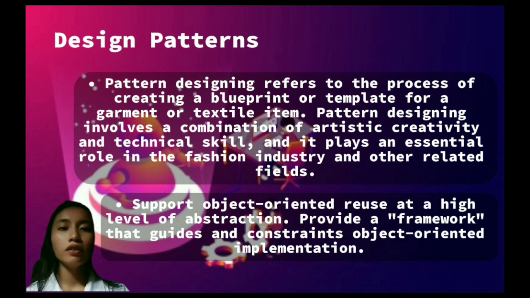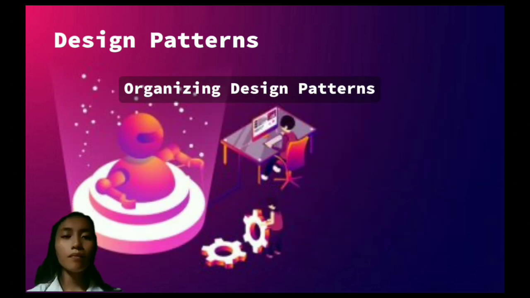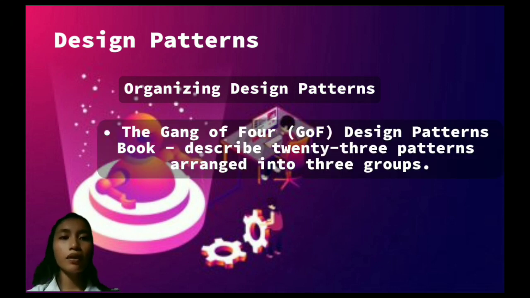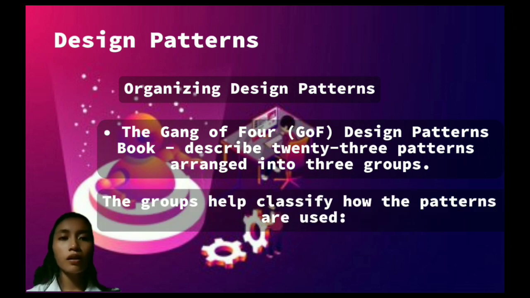In other words, design patterns are reusable solutions to common problems in software design. They are not specific code but rather general principles and guidelines that can be applied to different situations and languages. Organizing design patterns. The Gang of Four Design Patterns book describes 23 patterns arranged into 3 groups. These 3 groups help classify how the patterns are used.